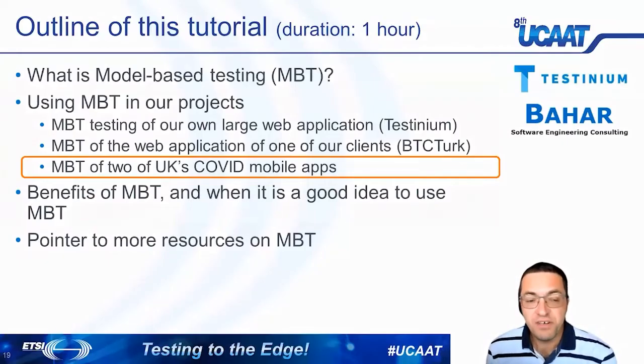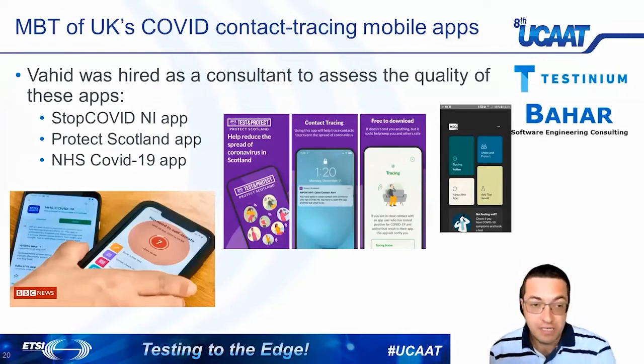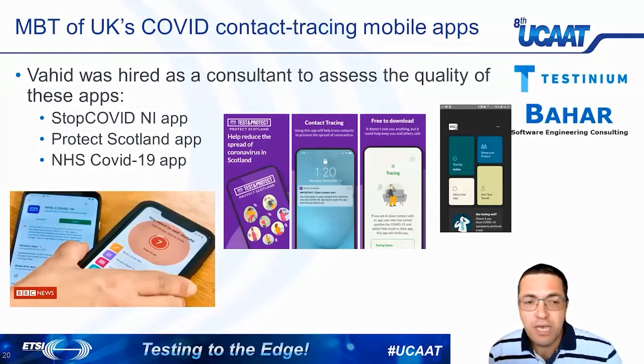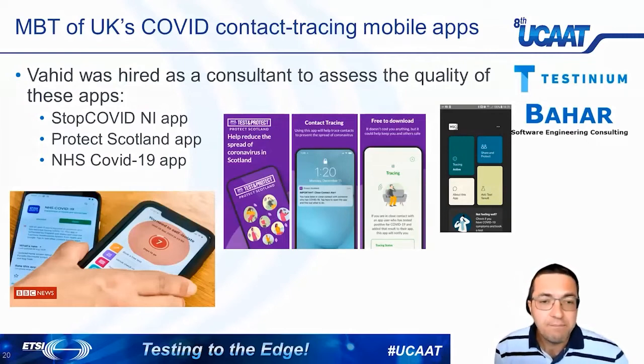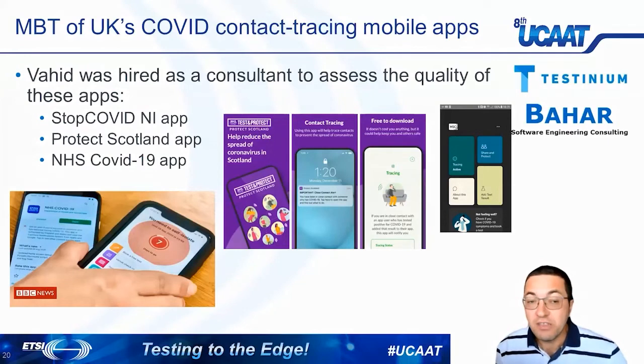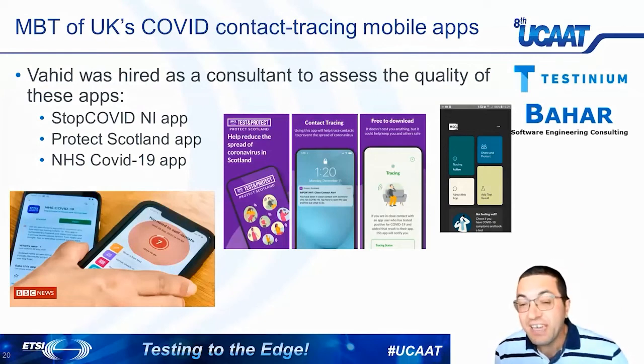So we move to the third example project where we have used MBT. It's an interesting topic: UK COVID contact tracing apps. I was hired as a consultant to assess the quality of 3 apps in the UK. Stop COVID Northern Ireland, that's for NI. This is a screenshot, I believe. Protect Scotland app, and then the NHS COVID app for England and Wales.